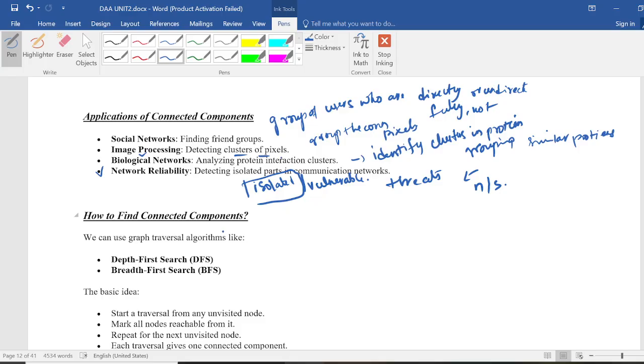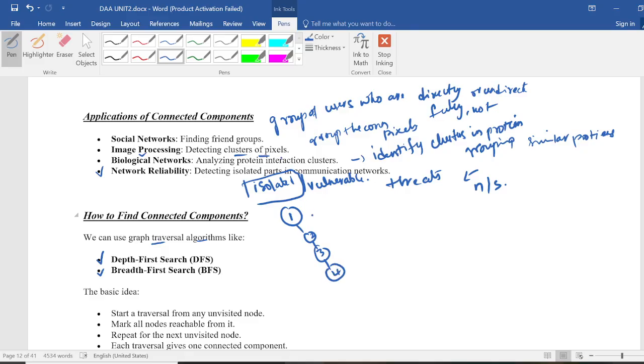So how to find connected components? There are two traversal algorithms: depth first search and breadth first search. So what does depth first search do? It is like exploring a maze by going deep into one path until you can't go further. For example, 1, 2, 3, 4.